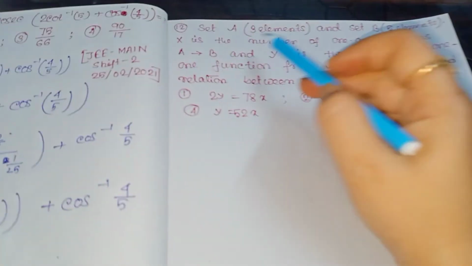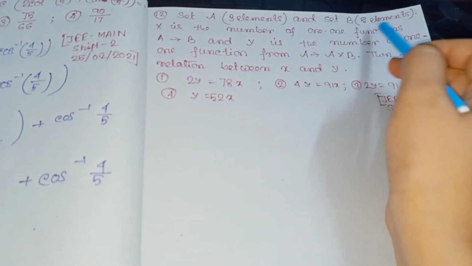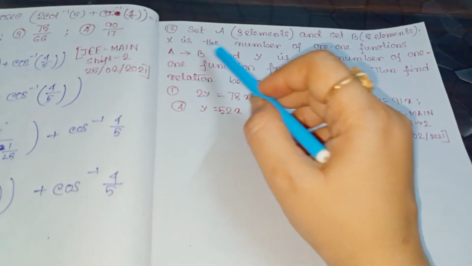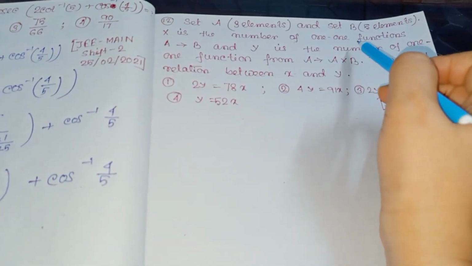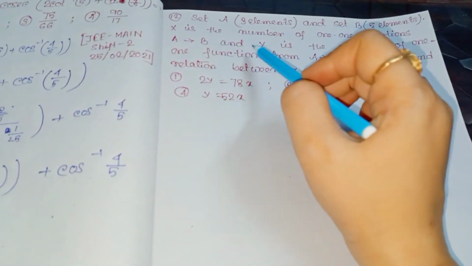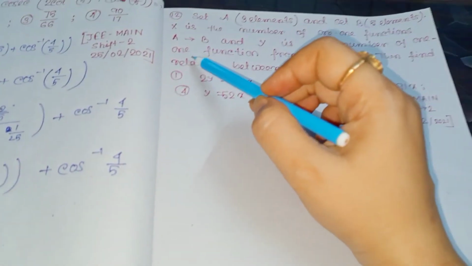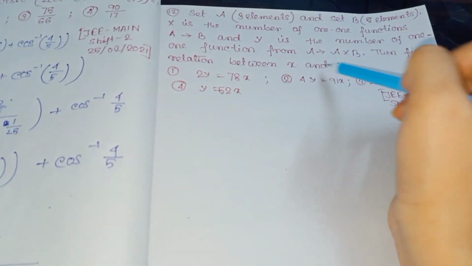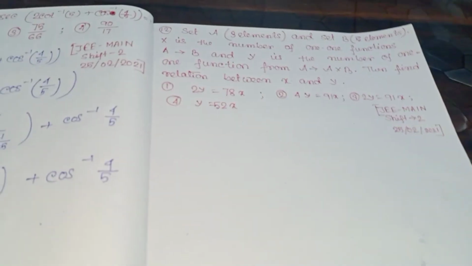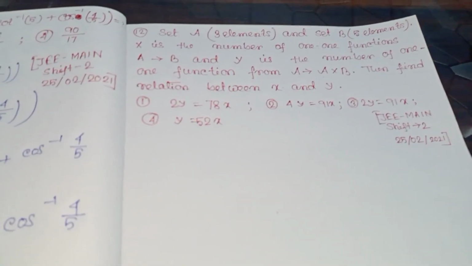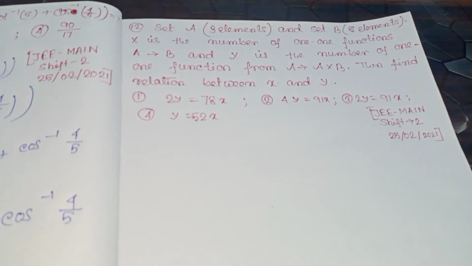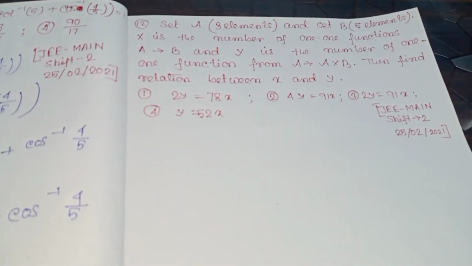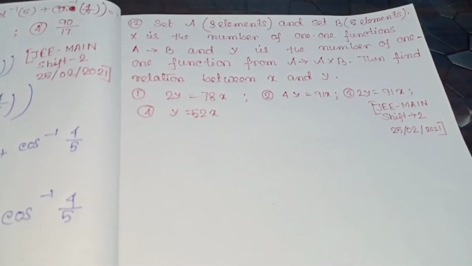Now moving to question 12. Set A is a 3 element set and set B is a 5 element set. X is the number of one-to-one functions from A to B, and Y is the number of one-to-one functions from A to A cross B. Find the relation between X and Y. Four options are given. This question is from 25th February 2021, shift 2, and it's also a memory based question.